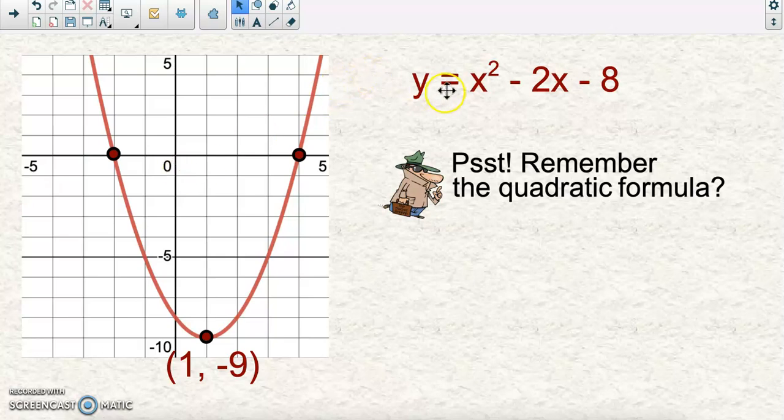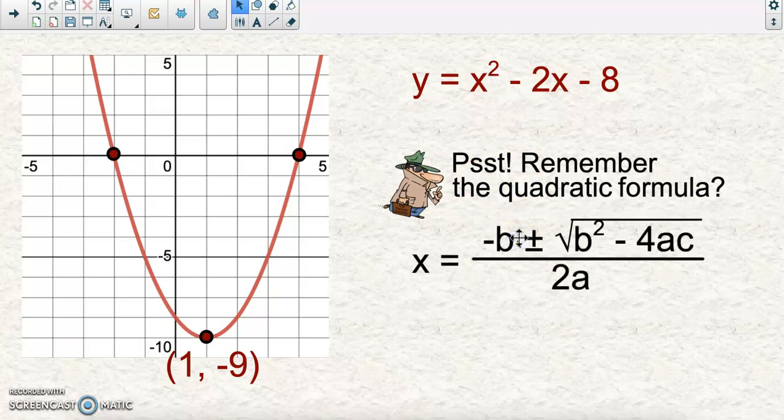So I have here a graph, y equals x squared minus 2x minus 8. This is the graph of that function, and I went ahead and marked where the vertex is. It's at 1, negative 9. The whole key to finding the vertex, the quickest way if your graph is in standard form, comes from the quadratic formula.